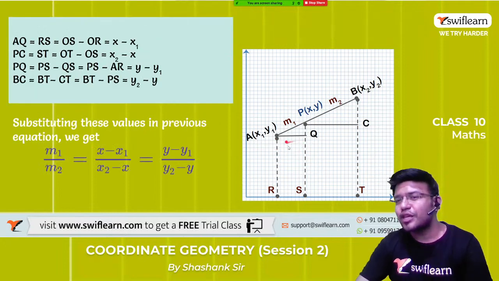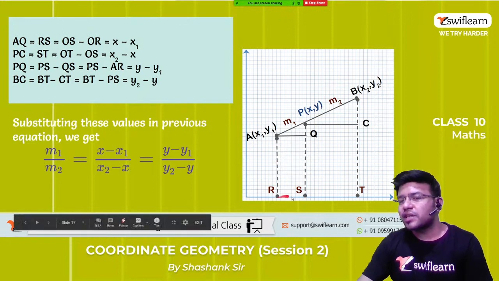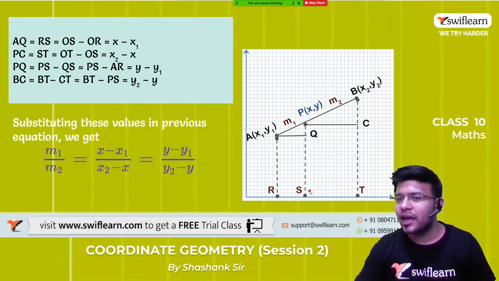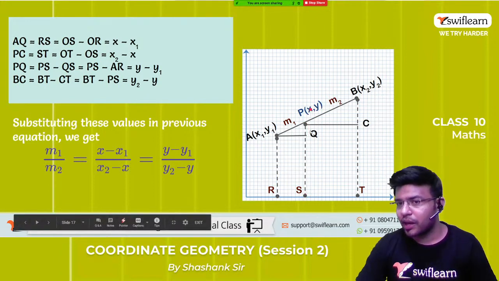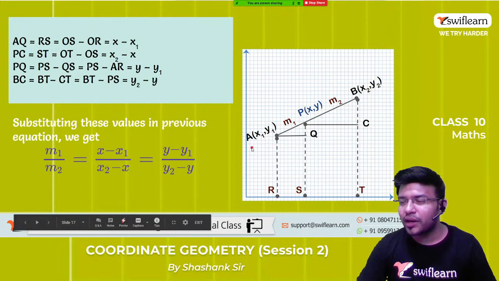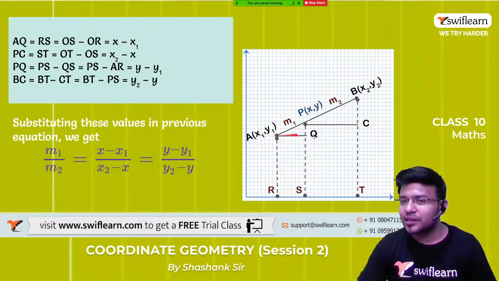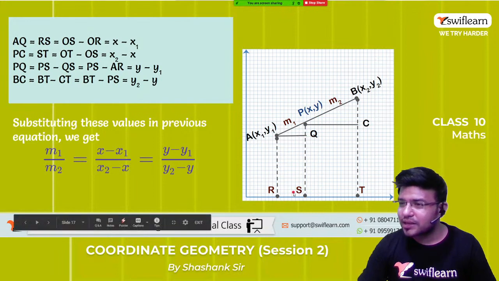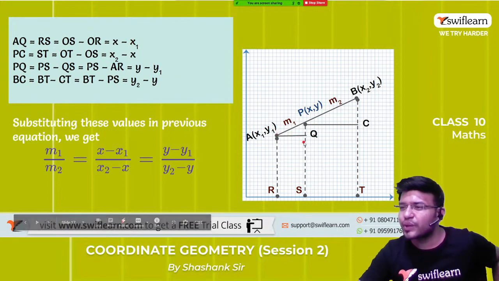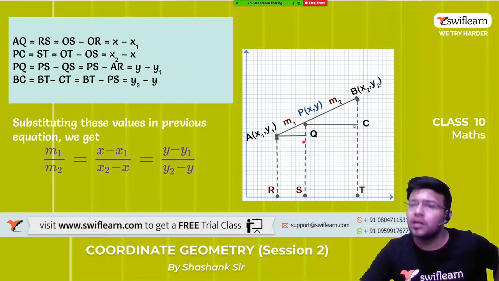What is the distance AQ? What is the distance from the origin to S? The distance from the origin to point S is the x coordinate. Look here. And what is the distance from the origin to point R? It is the x1 coordinate. Now how to find the distance AQ? Distance AQ is equal to RS, and RS is OS minus OR. OS is x, OR is x1. So x minus x1. AQ is x minus x1.